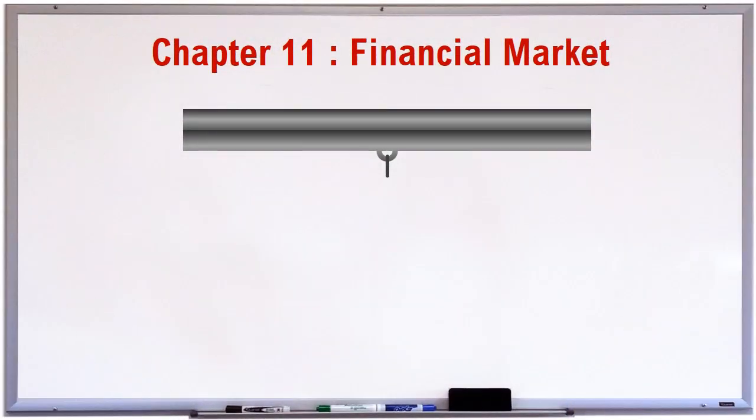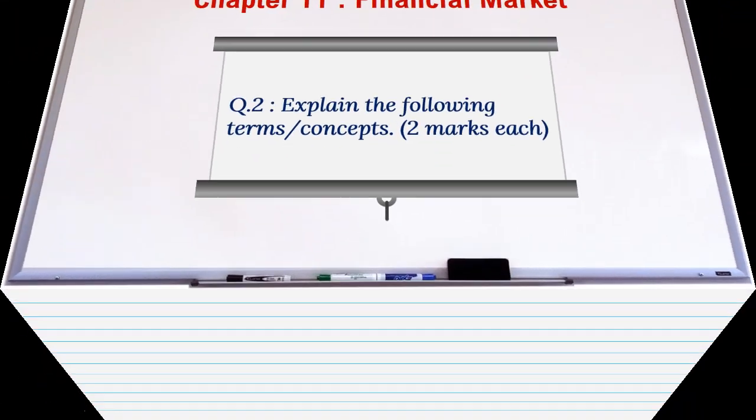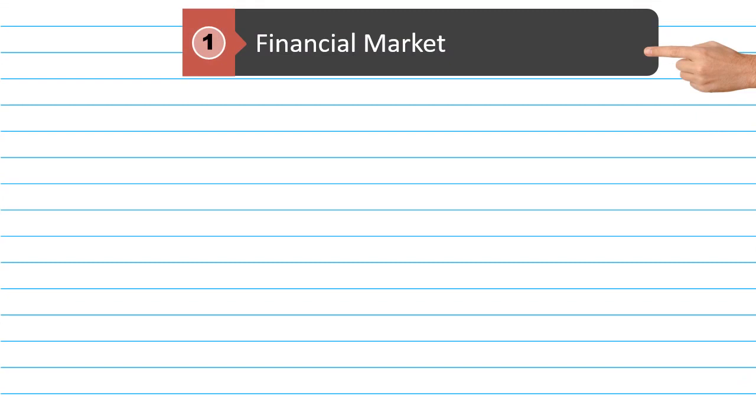Chapter 11. Financial Market. Question 2. Explain the following terms or concepts. 2 marks each. 1. Financial market.